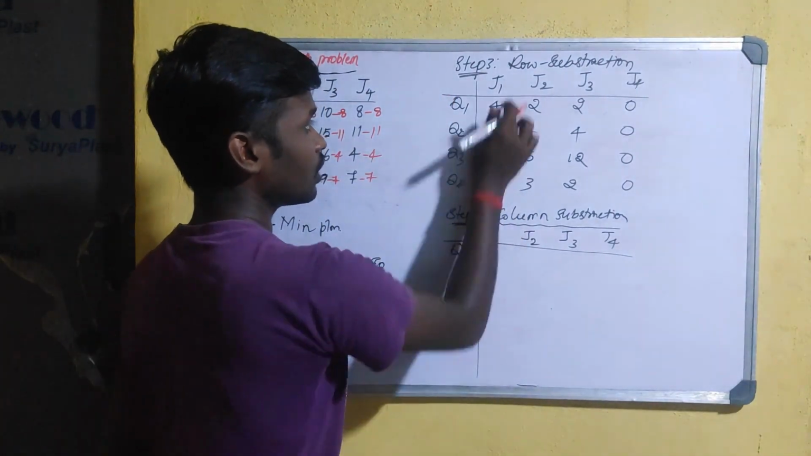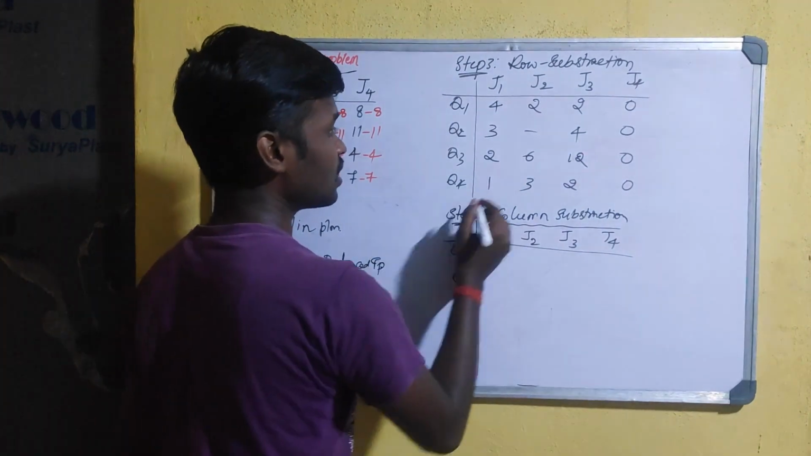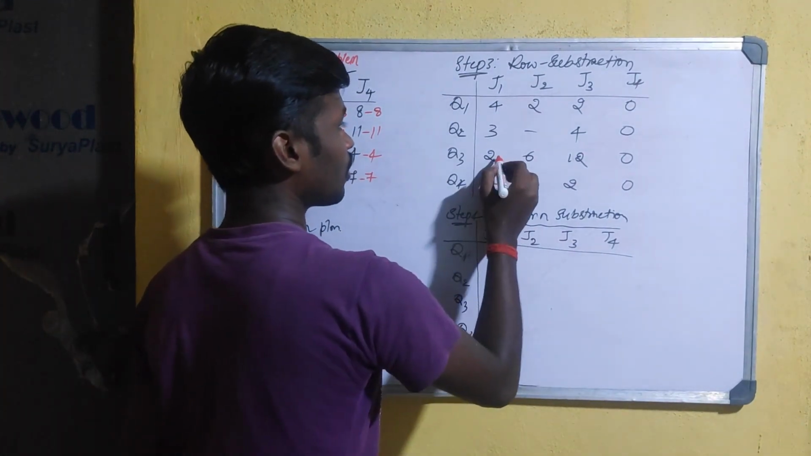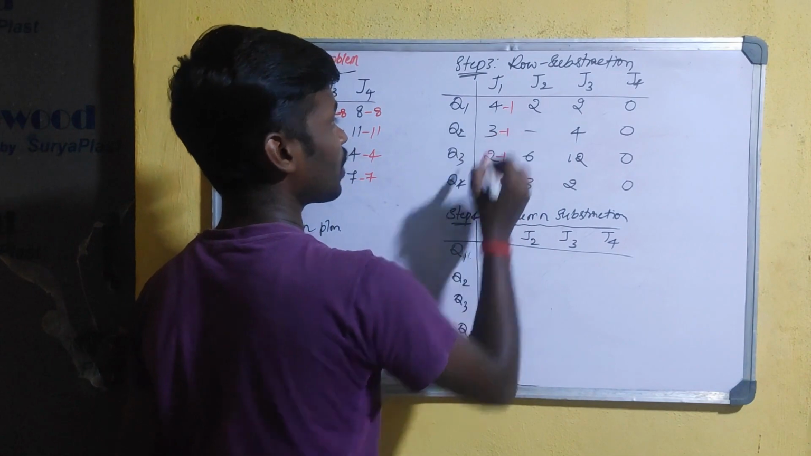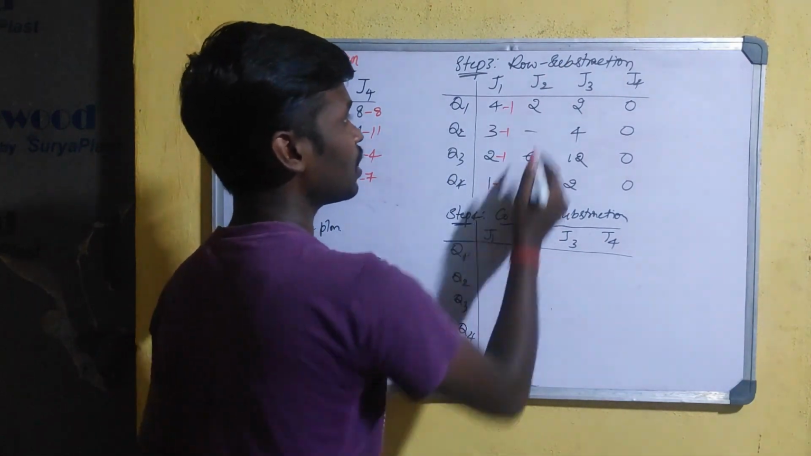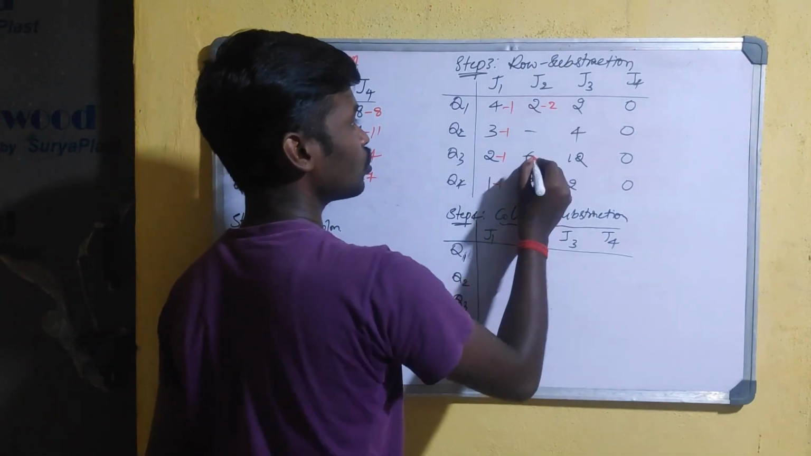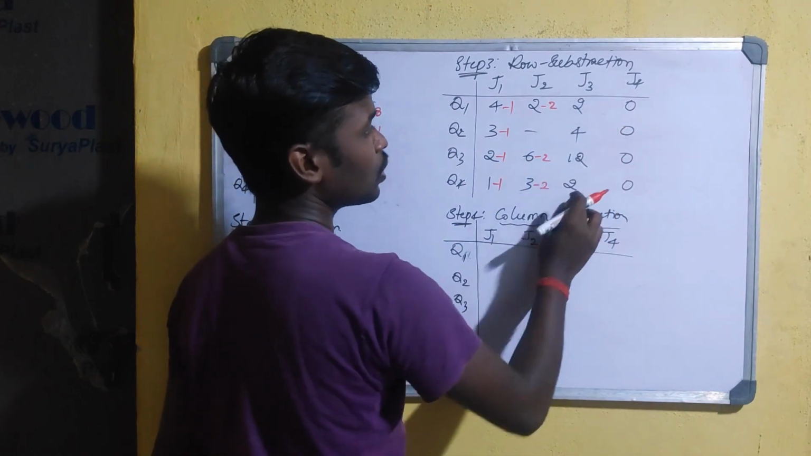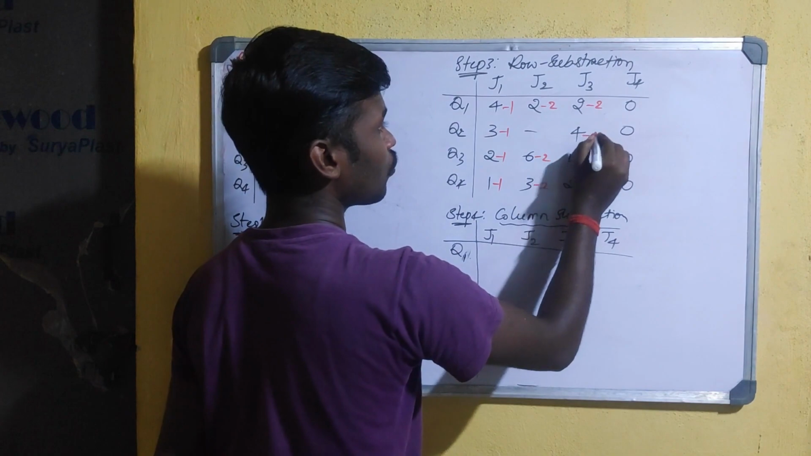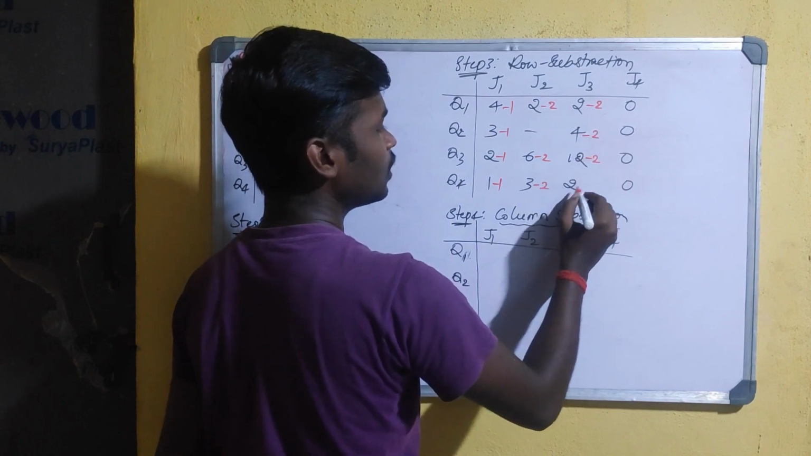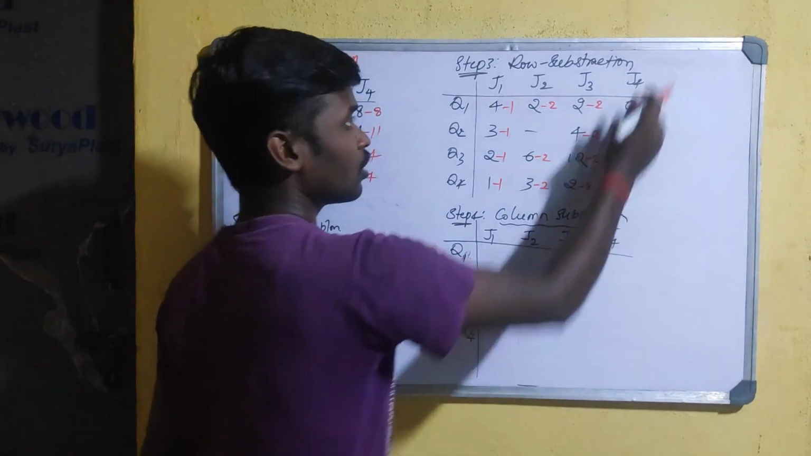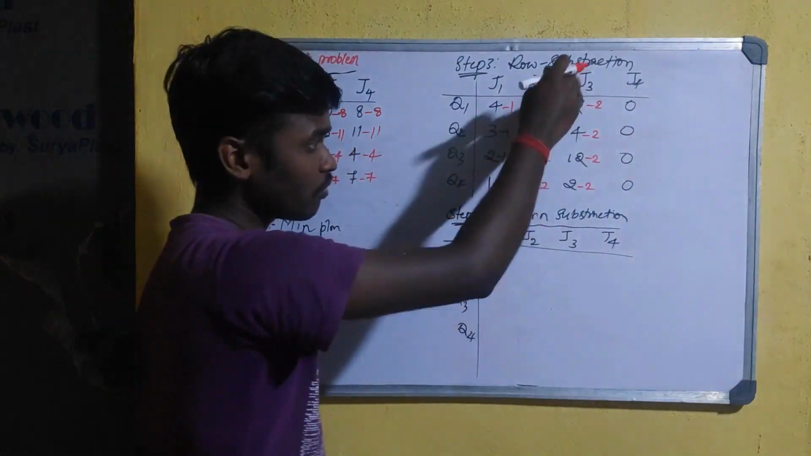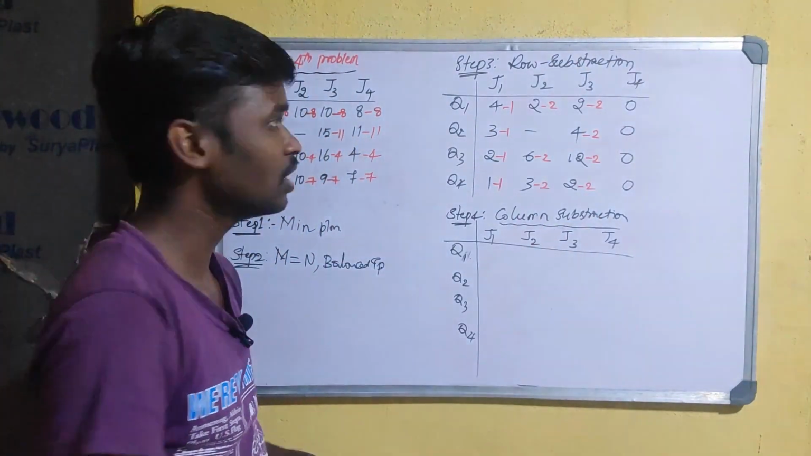Okay, so in the first column, which is the least number? 1 is the least number, so 1 minus 1, 2 minus 1, 3 minus 1, 4 minus 1. In the second column, 2 is the least number, therefore 2 minus 2, 6 minus 2, 3 minus 2. Next, in the third column, 2 is the least number, therefore 2 minus 2, 4 minus 2, 12 minus 2 and 2 minus 2. Next, in the fourth column, 0 is the least number, therefore we get the same values, right?